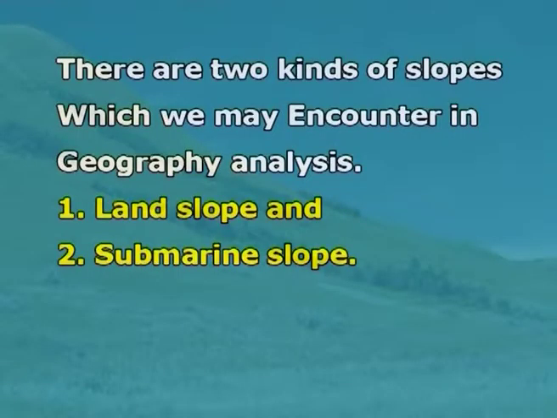There are two kinds of slopes which we may encounter in geographic analysis. One is the land slope and the other one is the submarine slope. Submarine slope deals with the topographic conditions below the sea. In this lesson, our interest is to know about the land slopes. The topographic configuration of land in India is very much varied from one place to the other.